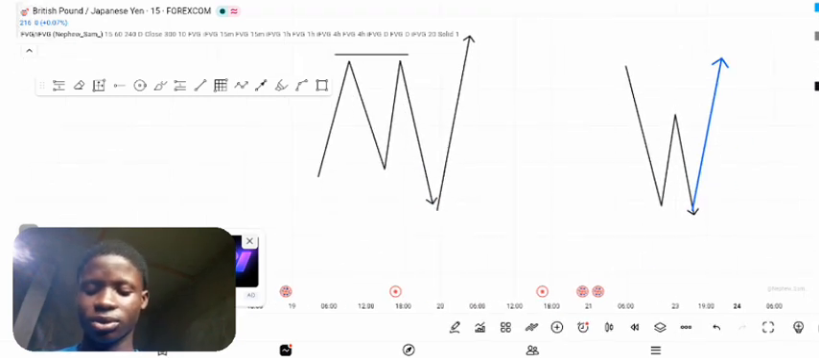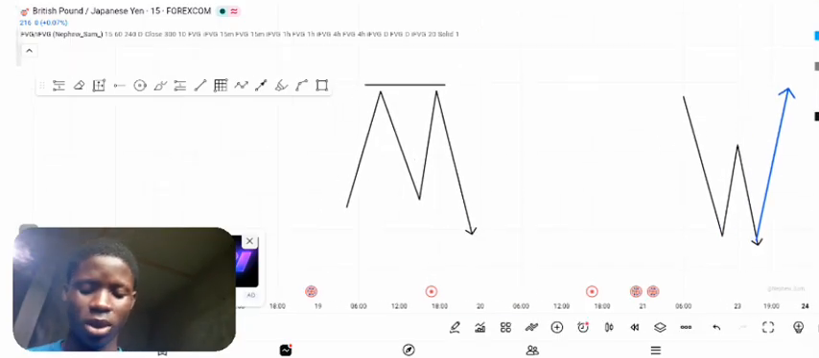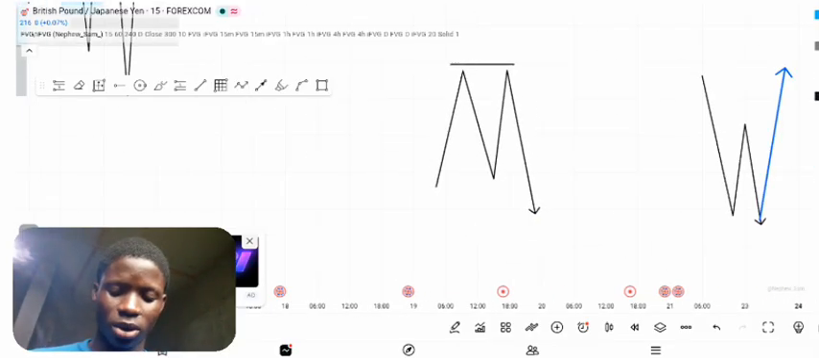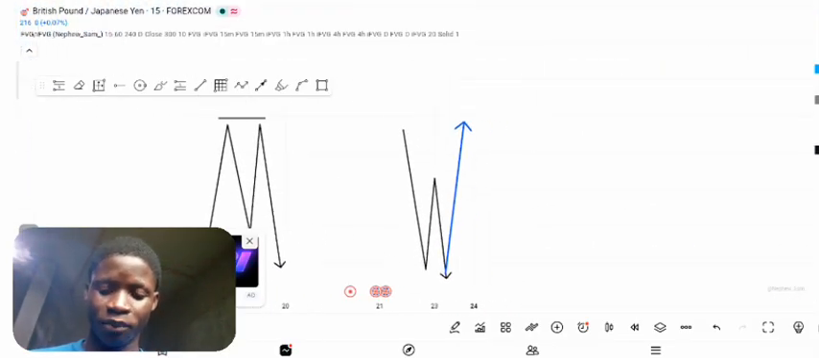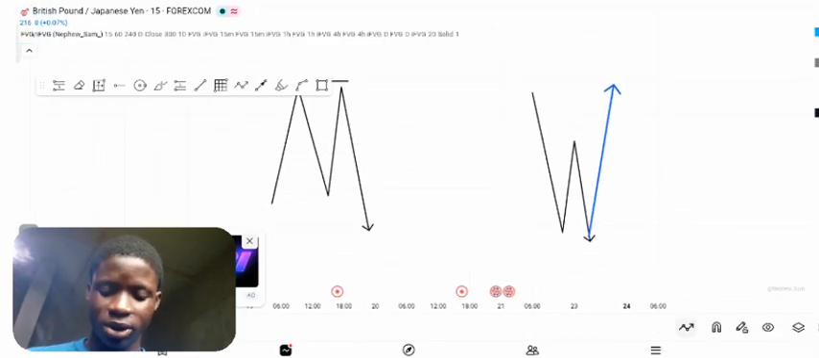If you want to know how to trade all these zones, we have a double top. This is a double top. This one here is a double bottom. Oh, why is my chart lagging? This one is a double bottom here. This one is a double bottom.